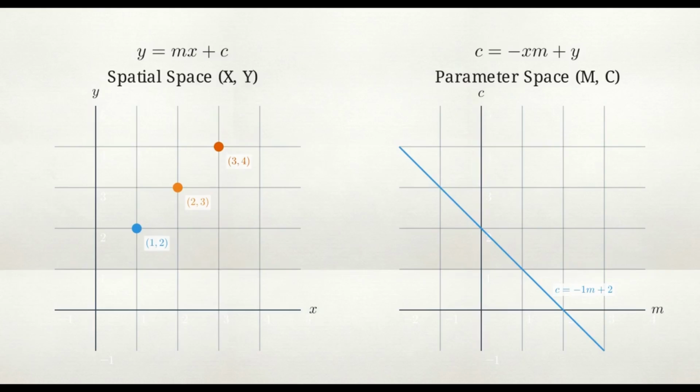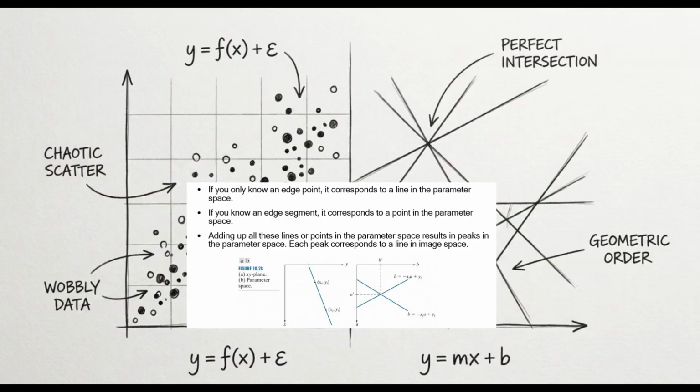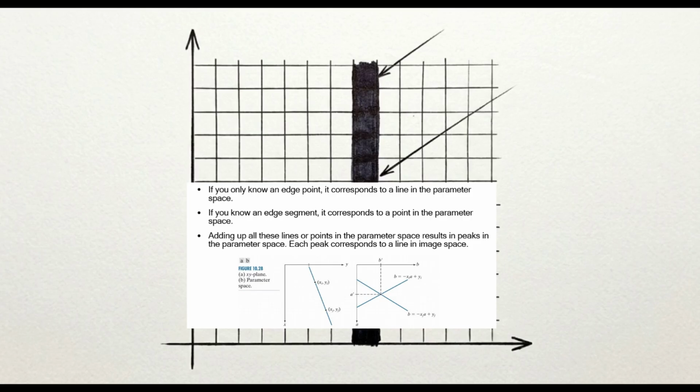Now, a single isolated point in spatial space projects as an infinite straight line of possibilities in the parameter space. When two or more disjointed pixels lie on the same straight line in the spatial domain, their projected lines in the parameter space intersect at a single point. This converts the task of finding collinear, disjointed pixels into the simpler task of locating intersection points in a mathematical domain. But the Cartesian version of this transform contains a flaw when dealing with vertical structures.